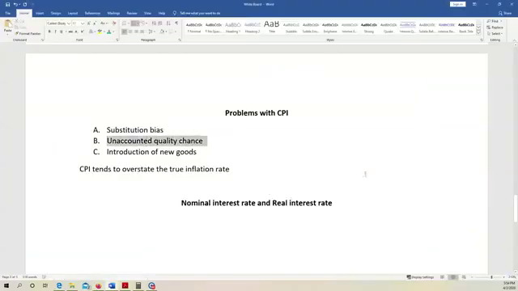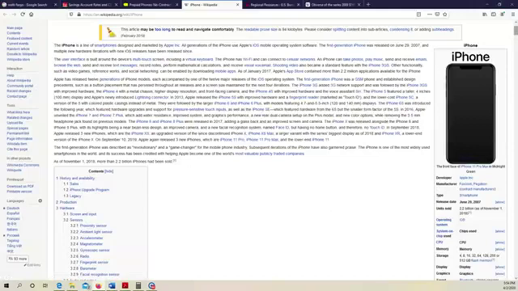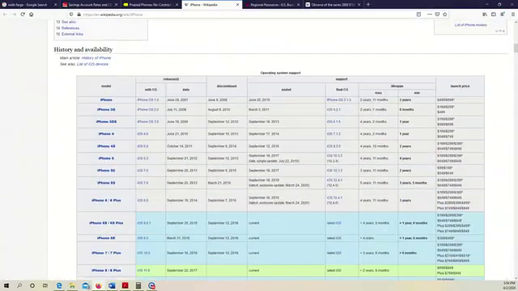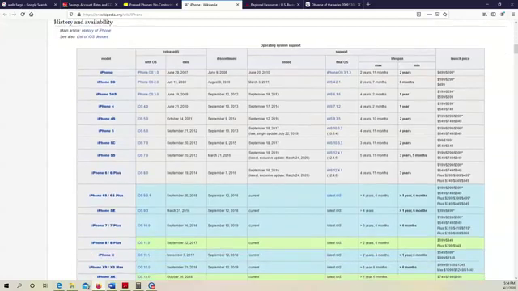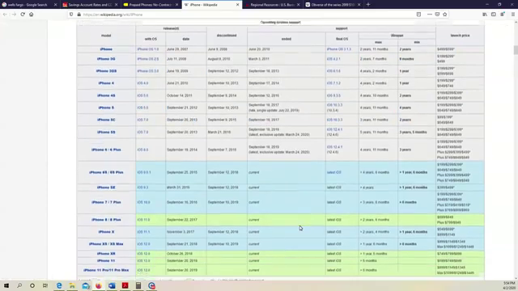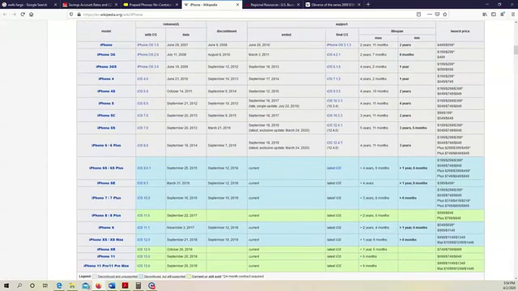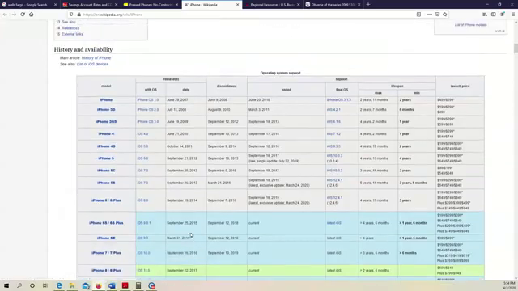Second problem, unaccounted quality change. So when was the first iPhone released? That was back in the summer of 2007, almost 13 years ago, right? So over time, you can see just from this Wikipedia page, the price for each generation of iPhone is roughly the same, right? But over time, I think most people would agree, iPhone 11 Pro is a much better product than the first generation iPhone, right? At least the battery lasts longer, better quality camera, right?